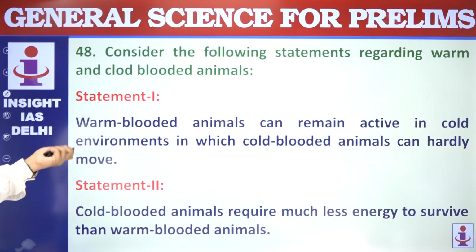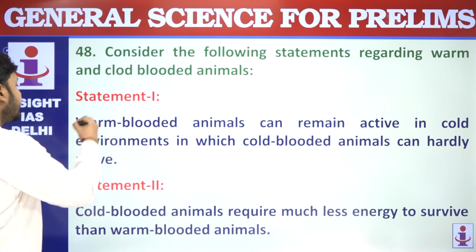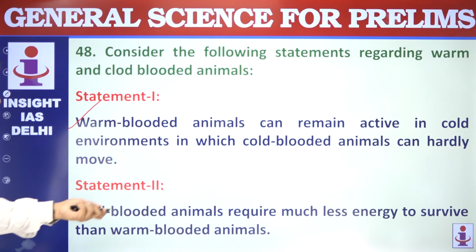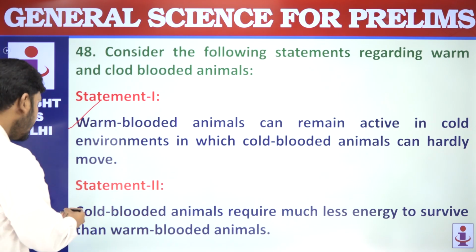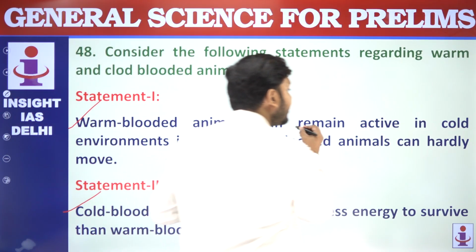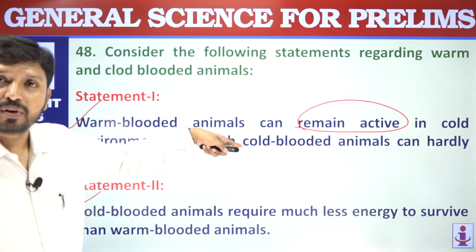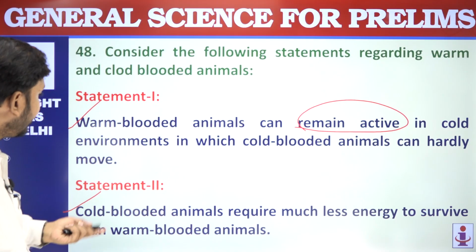Okay, let's read the statements. Warm-blooded animals can remain active in cold environment in which cold-blooded animals can hardly move. Right statement. Statement 2, cold-blooded animals require much less energy to survive than the warm-blooded animals. This is also right. But the problem is, can you see, warm-blooded animals can remain active. This statement is not mentioning why they are remaining active. So that's why both statements are correct.